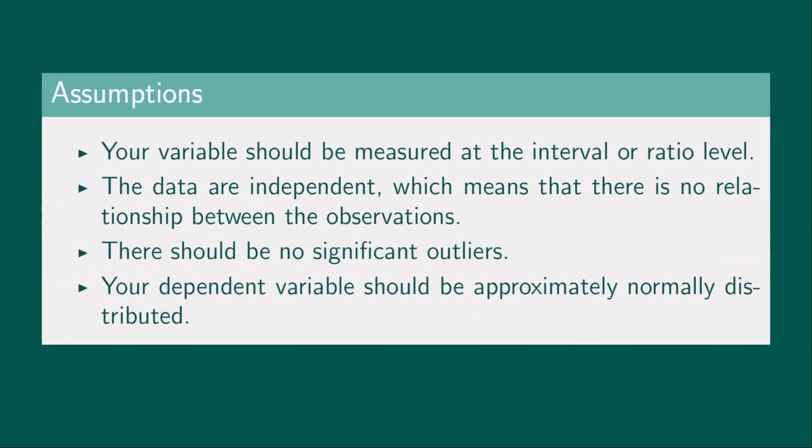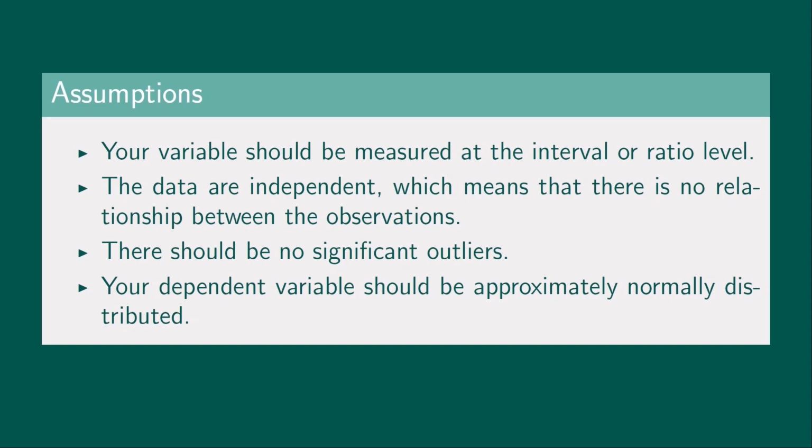The assumptions of the test are the following. Your variable should be measured at the interval or ratio level. The data are independent, which means that there is no relationship between observations. There should be no significant outliers, and your dependent variable should be approximately normally distributed. The first two assumptions can be easily controlled when you plan your research instrument and your data gathering procedure, respectively. However, for the third assumption, a box plot can be used to test if the data has significant outliers. This will be demonstrated later.